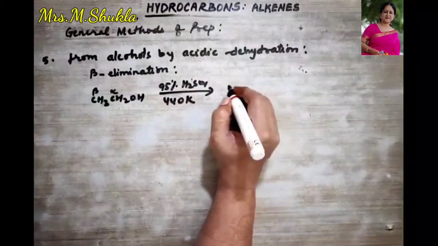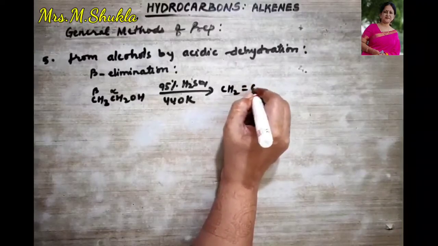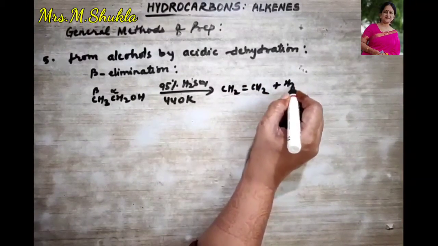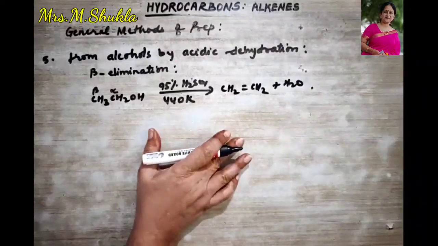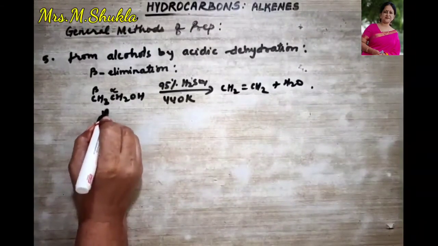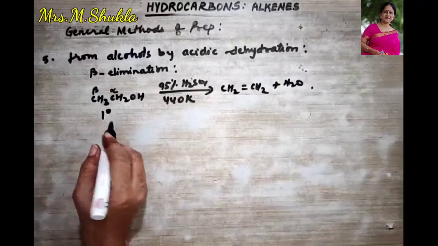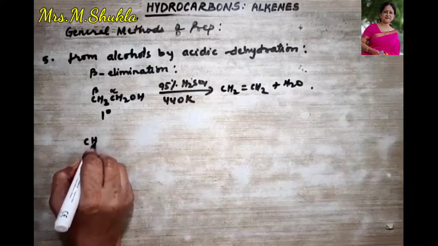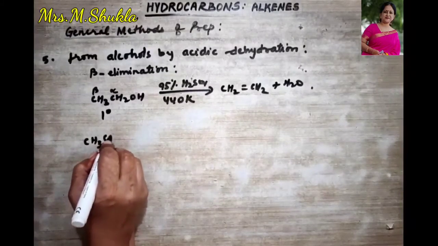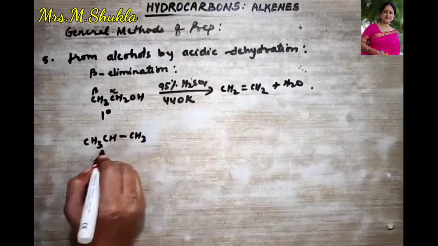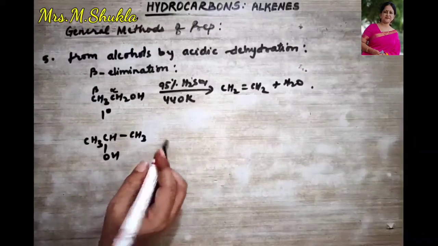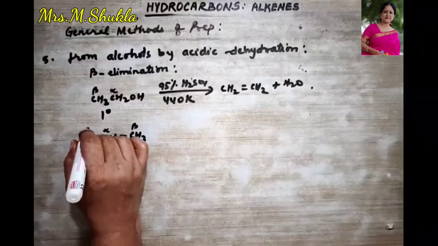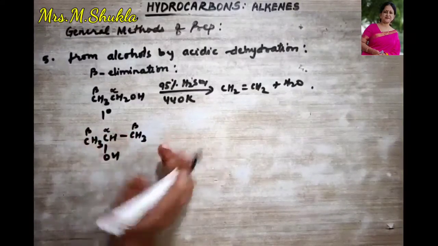So what are we going to obtain? CH2 double bond CH2, that is your ethene, plus water is given out, right? Now this was your primary alcohol. Now let's look at the secondary alcohol. For example, CH3, CH, CH3, with OH. So now this is your alpha, and these are your beta carbons.